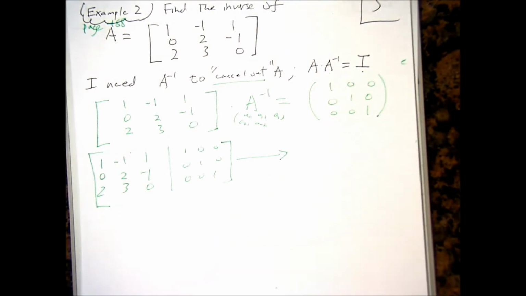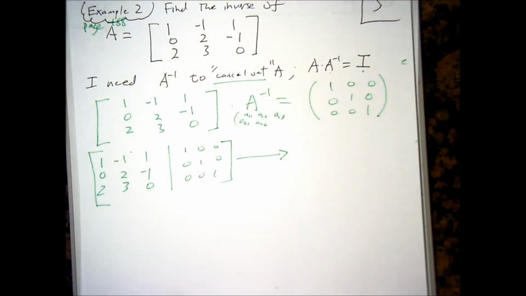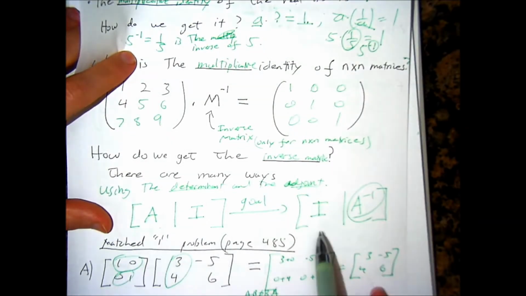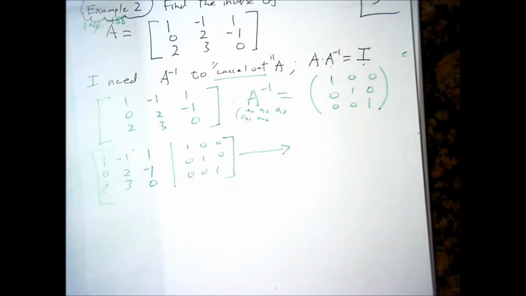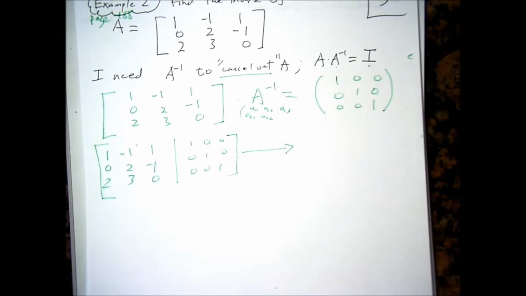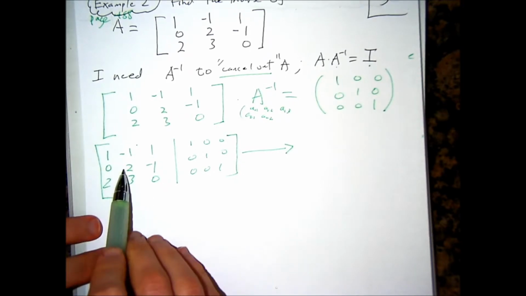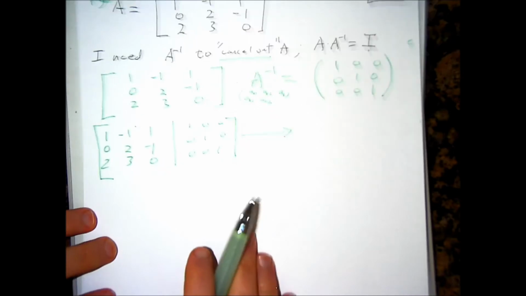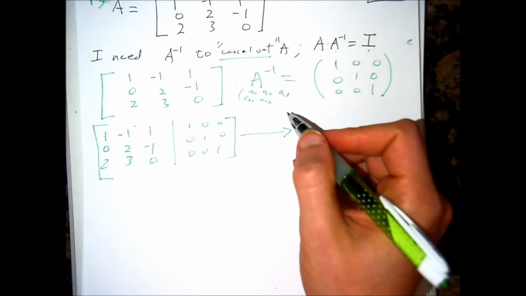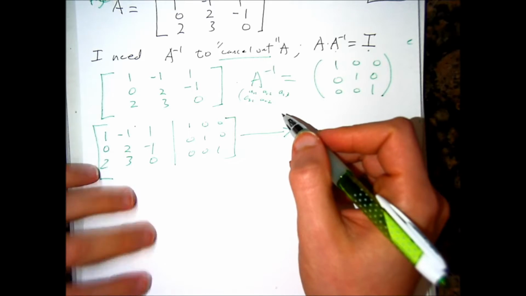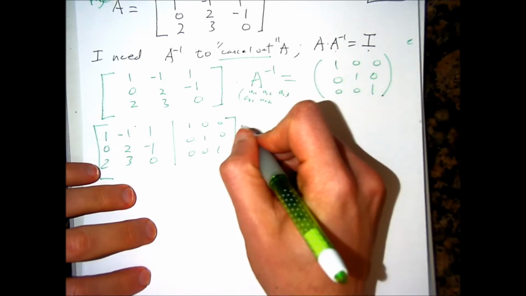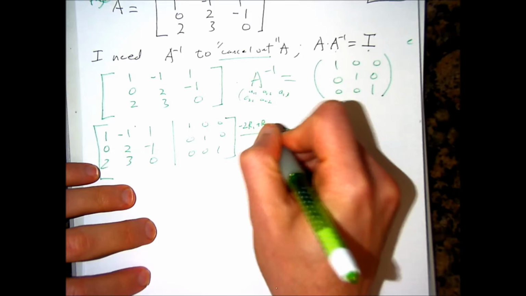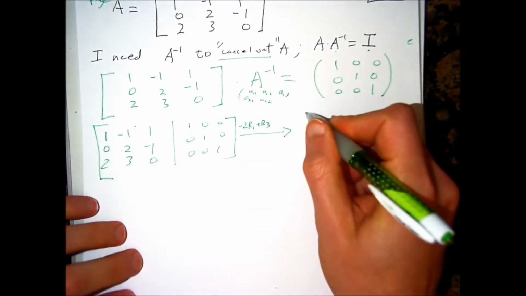Okay, so the goal is, again, to get this so that on the left-hand side we have the identity matrix, and that's it. Let that be our goal. So we want to get this into reduced row echelon form. All right. So what's one thing we can do? We can multiply the first row by -2 and add it to row 3. All right, so let's do that.